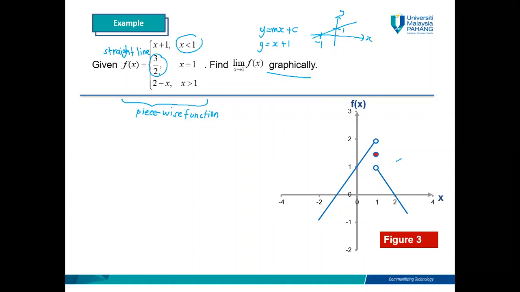That is a straight line. Okay, straight line. Dia tak ada x. Okay, 3/2 where x is equal to 1. Okay, we will see later on this graph. And again, we have a linear function 2 minus x. Okay, we have a linear function 2 minus x for x greater than 1. So this one also is a linear function.